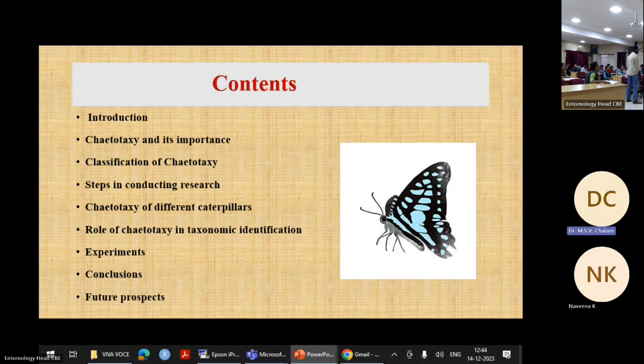So my talk will be on the below contents: introduction, importance of chaetotaxy, classification of chaetotaxy, steps in conducting the research, a few examples of chaetotaxy of different caterpillars, role of chaetotaxy in taxonomic identification, as well as conclusions and future prospects. Next, please.